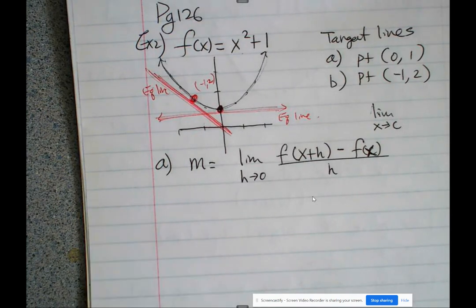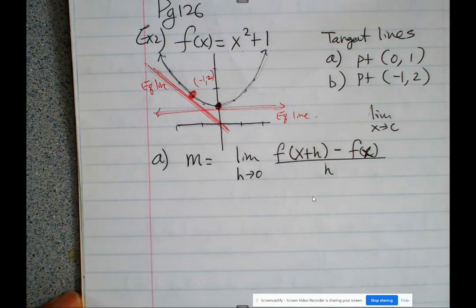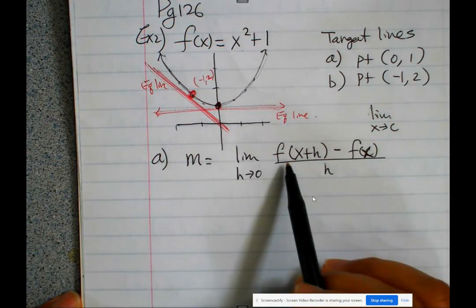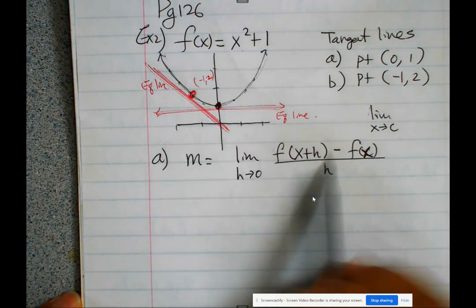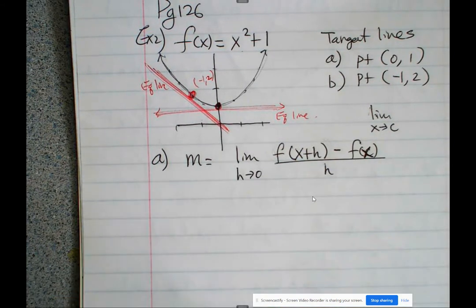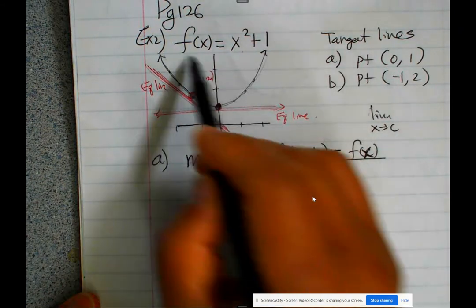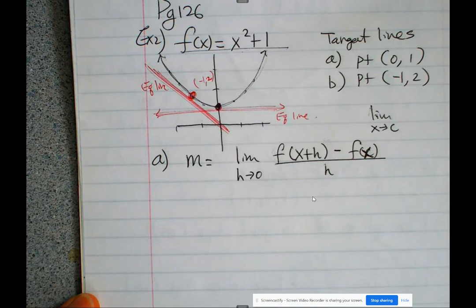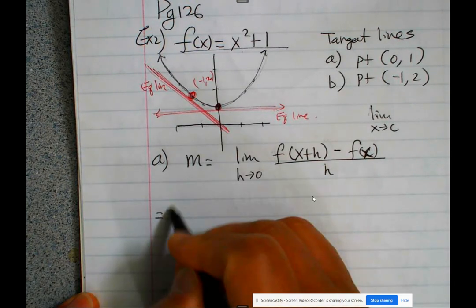Alright, so I don't know if you guys remember this from Integrated 3. I need you to find this thing. What is f of x plus h? Anybody have an idea what f of x plus h is equal to when you have the function x squared plus 1? Think about it. I'll give you about 30 seconds.